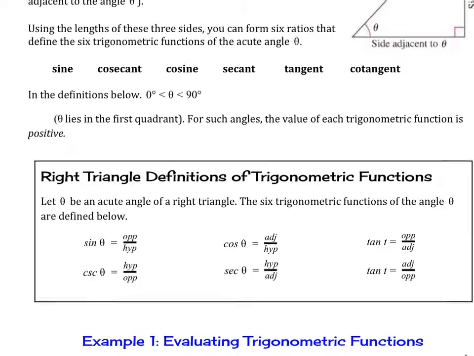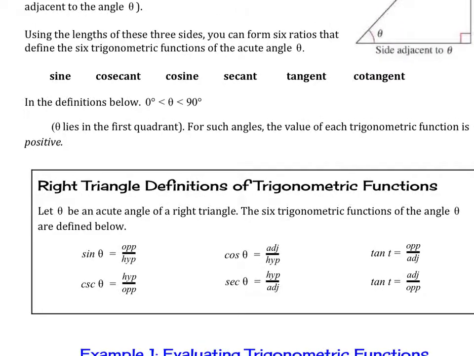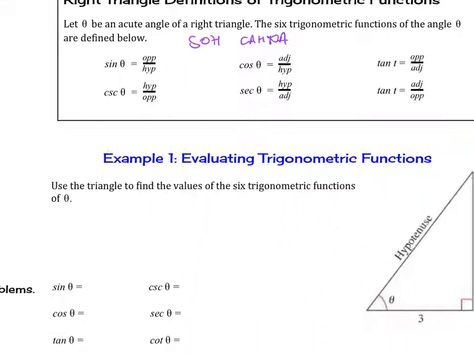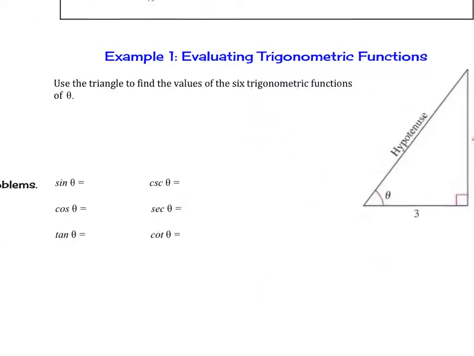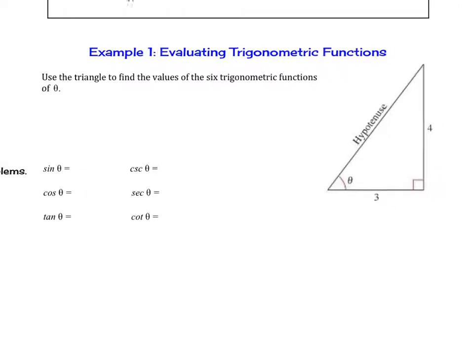So looking at these right triangle definitions of trig functions, we can remember that sine of theta is opposite over hypotenuse, cosine is adjacent over hypotenuse, and tangent is opposite over adjacent. Or you can think about it as the SOHCAHTOA. And then the other 3, cosecant, secant, and cotangent, are just the reciprocals of the ones above it. So let's use these ratios to evaluate the 6 trig functions given a triangle to the right.